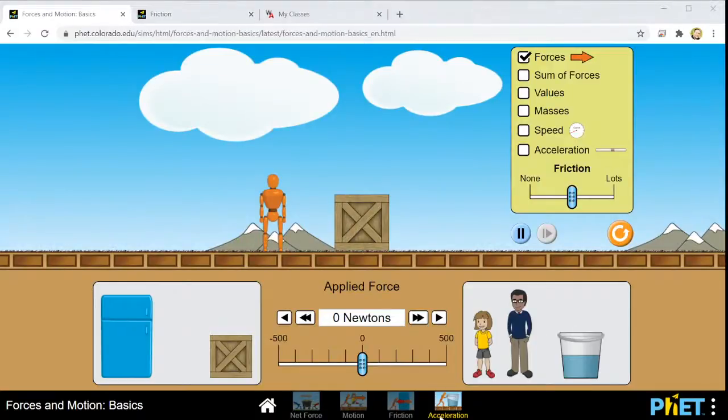Okay. So what did you notice? What happened to the length of the arrow? The red arrow, the friction force. The instant it starts sliding. What'd you notice?